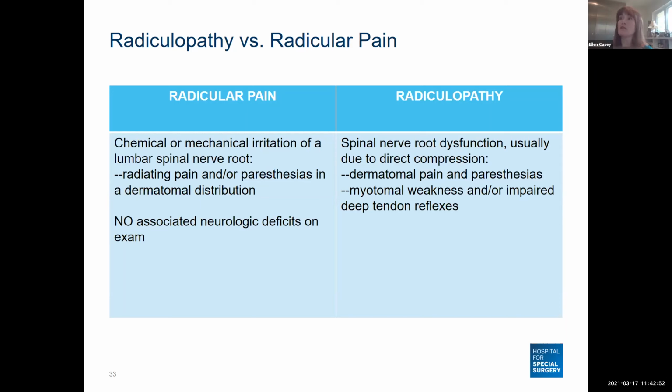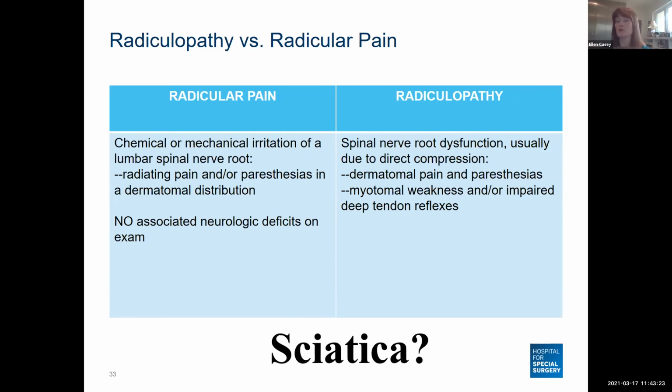If you have the pain and the numbness and tingling in a specific dermatome, but you don't have any weakness and you don't have any reflex change, then that is radicular pain. It's kind of on a continuum, but radiculopathy has some motor changes with it. And that might change how you're going to treat the athlete, how you're going to intervene, and maybe how closely you monitor them. So I do think it's worth at least understanding the difference between the two.